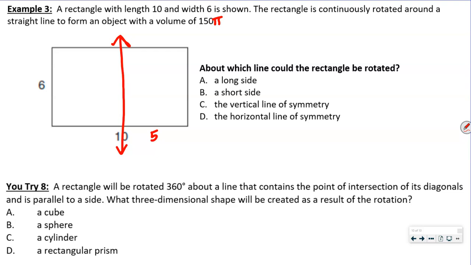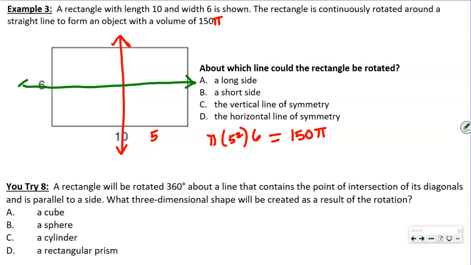Because it's a rectangle, it would be pi times 5 squared times 6, right? And that's 25 times 6. That's 150 pi, right? Now, if we did it the other way, if we rotated it this way, what would we get? So now our radius is 3, right? And our height is 10. So we would do pi times 3 squared times 10. That's 9 times 10, which would be 90 pi, right?